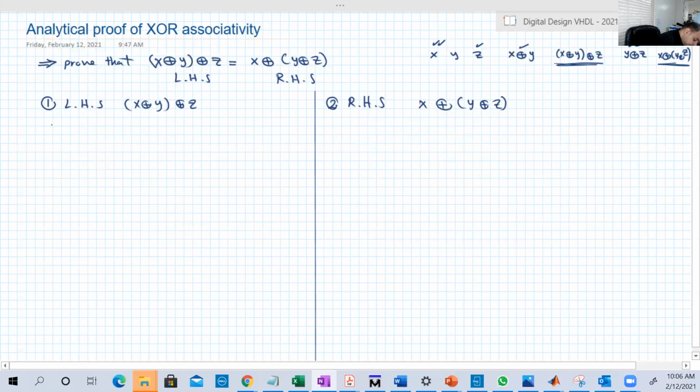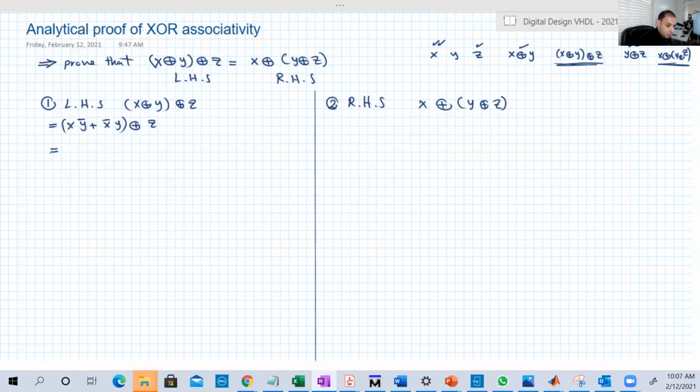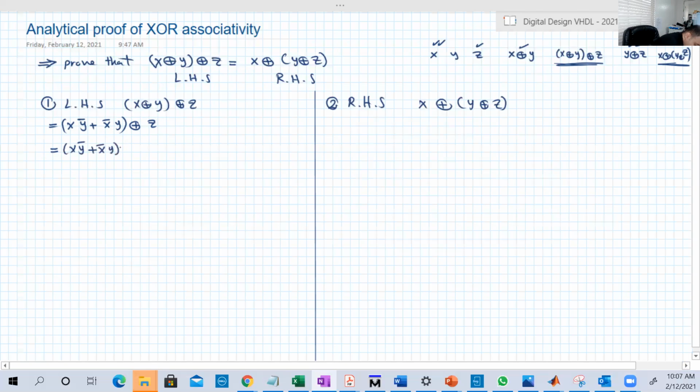So first simplify X XOR Y, which is X Y bar plus X bar Y. Then this will be XORed with Z. Now you have another XOR of 2 terms. One is Z. For the other term, just consider it as one variable as well. So in the first term, we're gonna take it as it is, ANDed with the complement of the second term. Then in the second term, we're gonna complement the first term, which is the bracket, then AND it with Z.